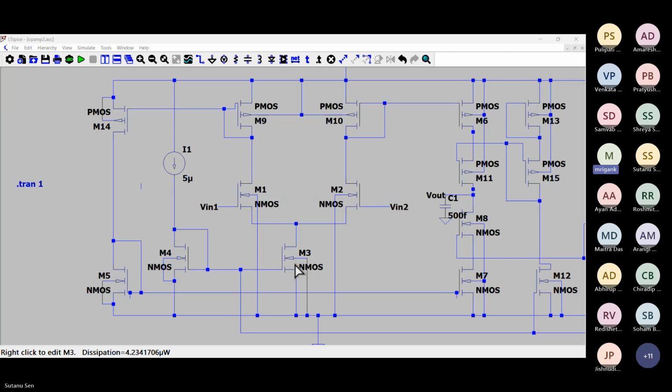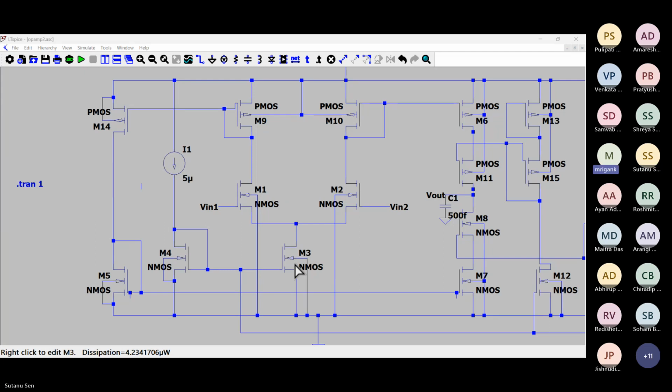So for M6, if I see M6 at the top, it is facing M11, M8, and M7. So if you look at the impedance faced by M6, it is almost like RO, right? So the impedance in the drain of M6 looking downward is RO. And the impedance for M14 is 1 upon GM.